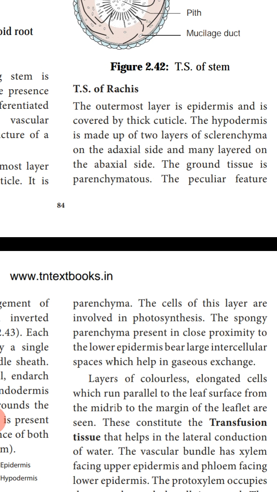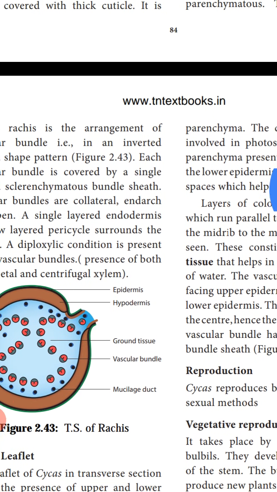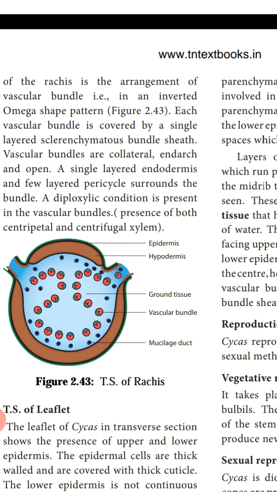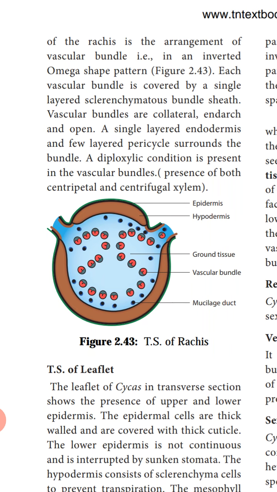On the adaxial side, adaxial means upper surface, and many layers on the abaxial side. On the lower surface there are many layers of sclerenchymatous cells present. The ground tissue is parenchymatous. So here you can see the diagram, the TS of the rachis. The outer layer is the epidermis.